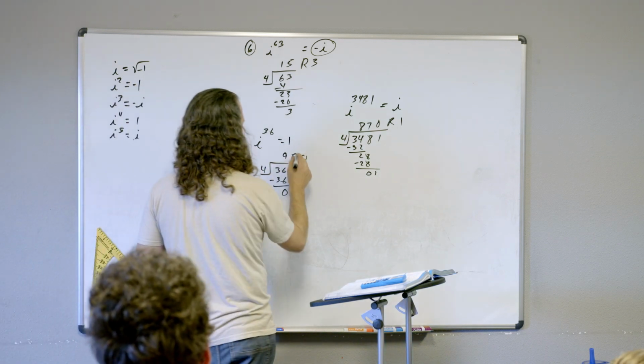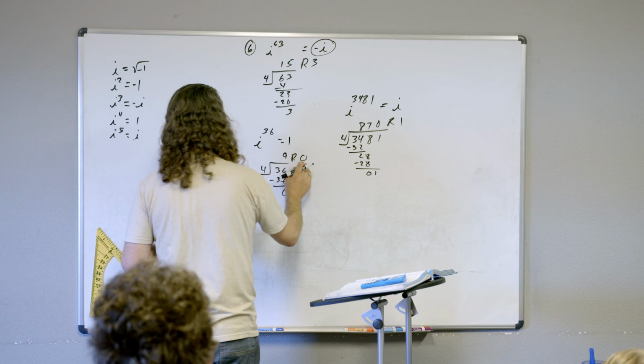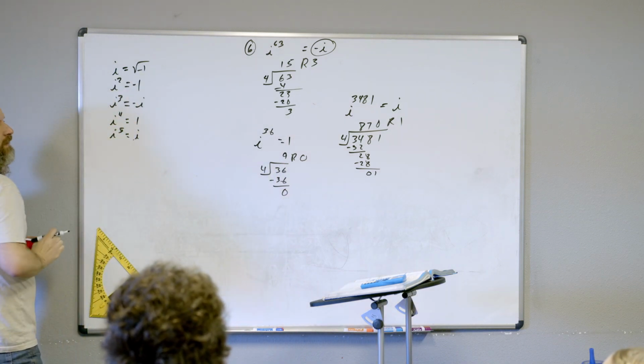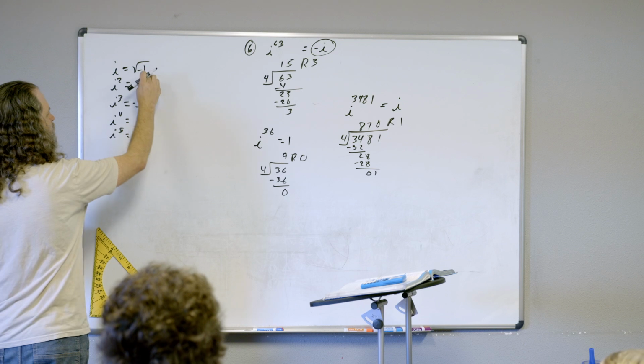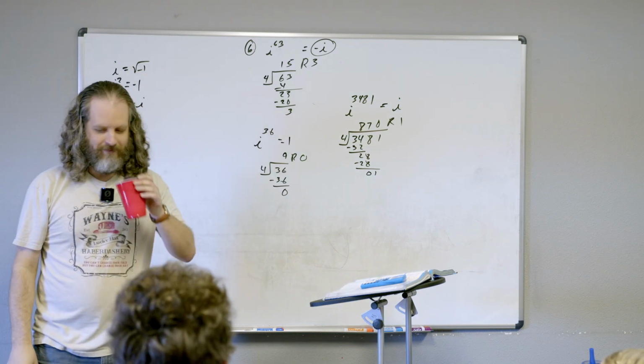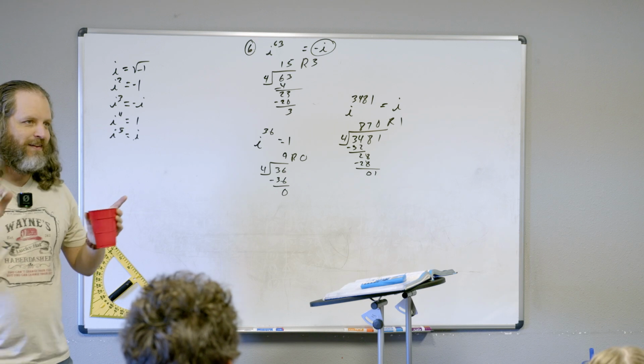So this equals 1. If you have a remainder of 0, so you'll either get a remainder of 0, a remainder of 1, or a remainder of 2 or 3. Right? So it's going to be one of these. So this 0 is 4. 0 means 4 goes into it perfectly.